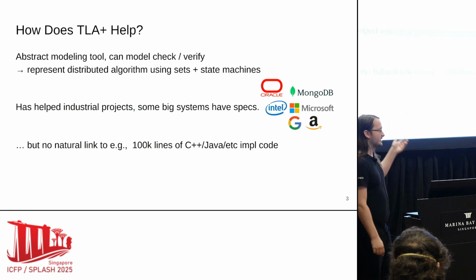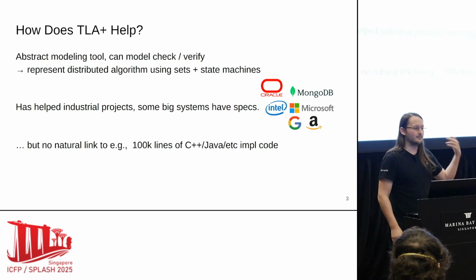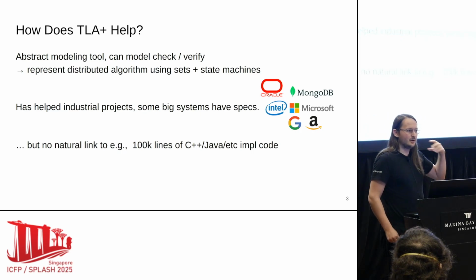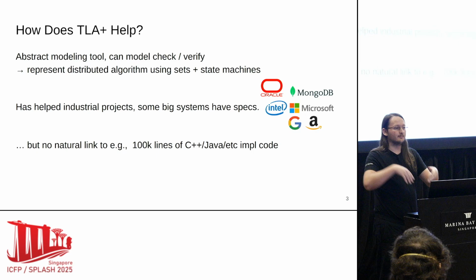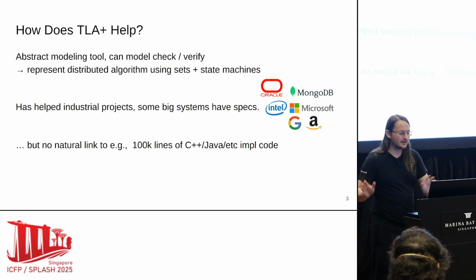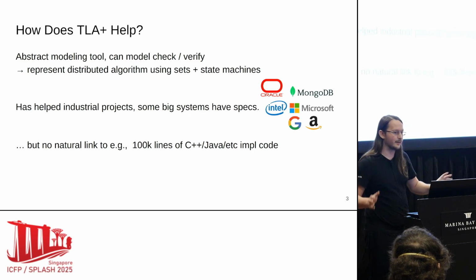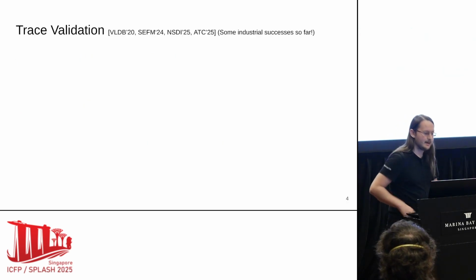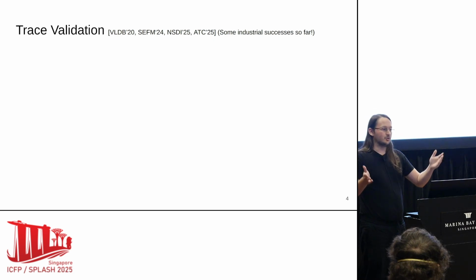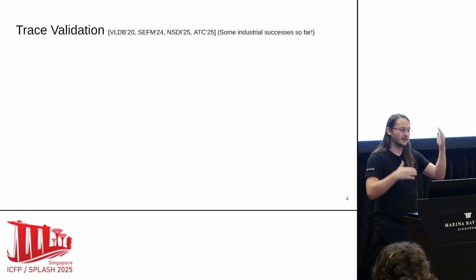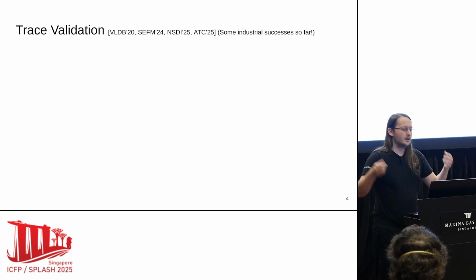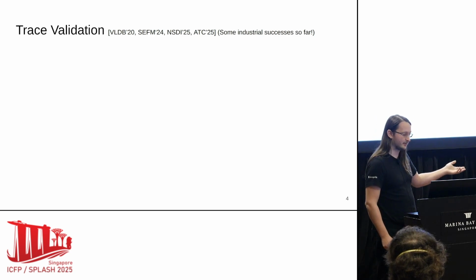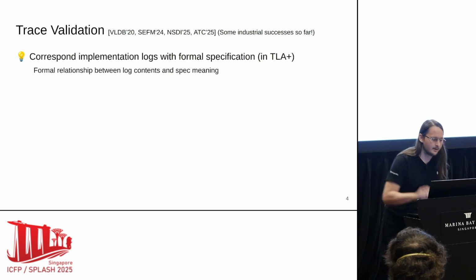It's had some degree of adoption in industrial projects, and some big systems have specifications in it. But there's no real link to their actual implementations, which are usually carefully engineered C++, Java, or something, but not particularly related to your TLA Plus specification at all. One way to deal with this lack of relationship, which can obviously lead to all sorts of desynchronizations, is trace validation, which is a TLA Plus land technique that has had some degree of development over the last few years and some industrial successes. What is it?